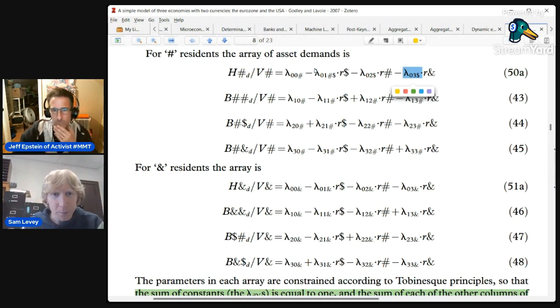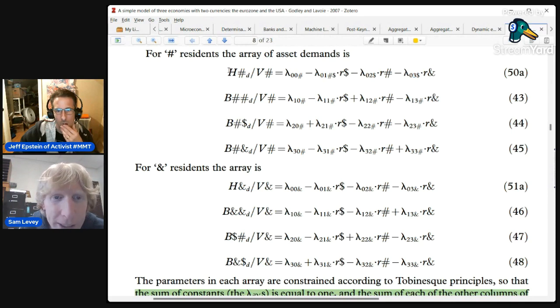All right, good enough. Okay, so now you might notice something here: if we were to take all four of these equations and just add them up. So we take these four equations, we take what's on the left side of each one, this H over V, this B hashtag over V, and so on.